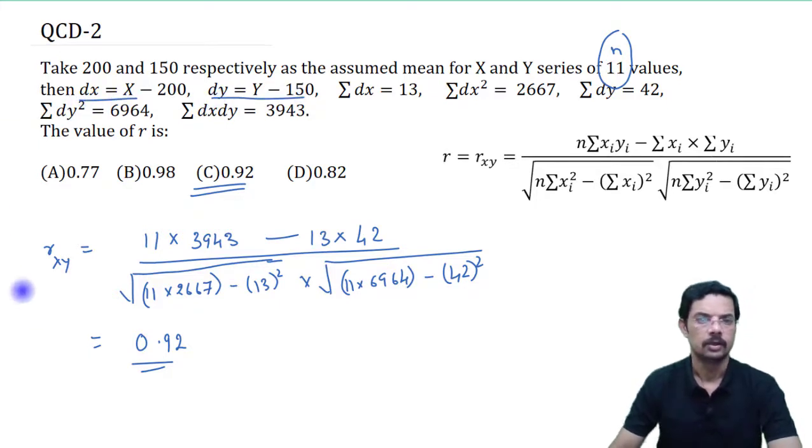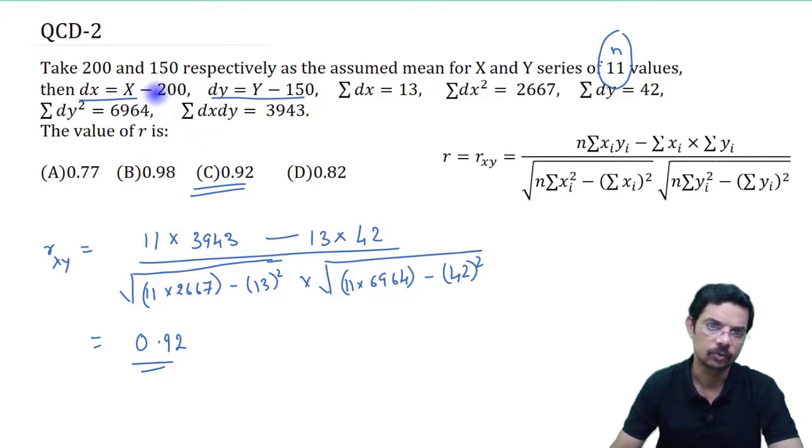Coefficient of correlation is not affected by change in origin. If you subtract something from every observation, then the result will not get affected.